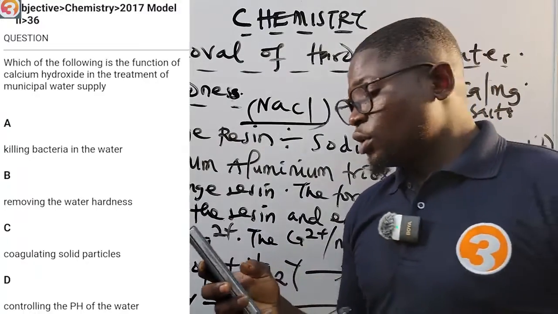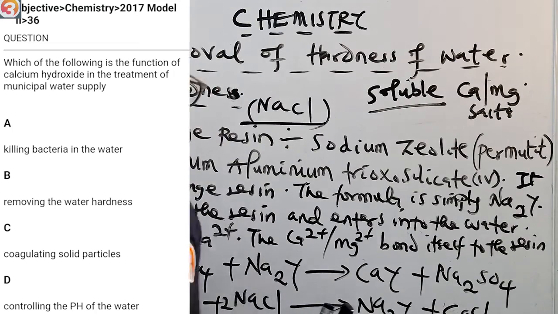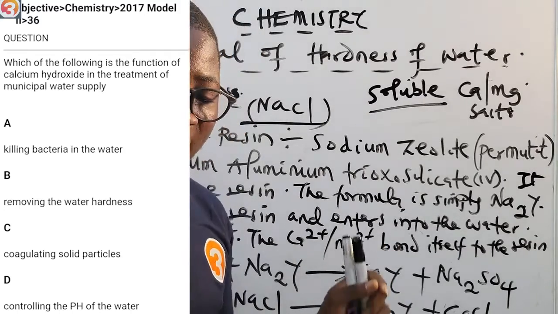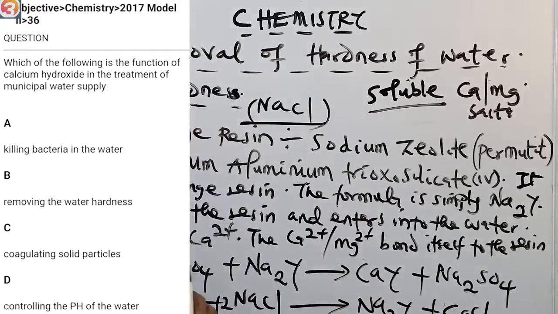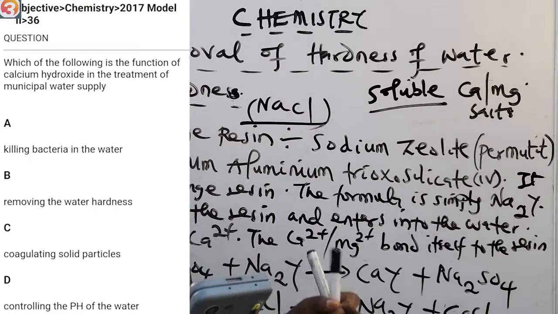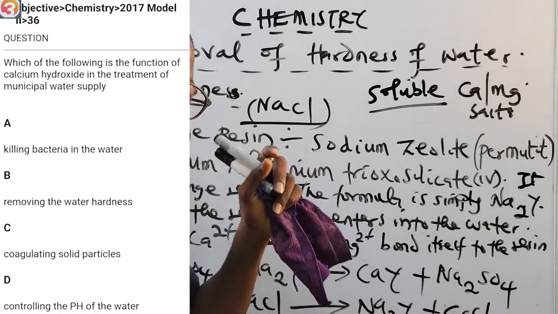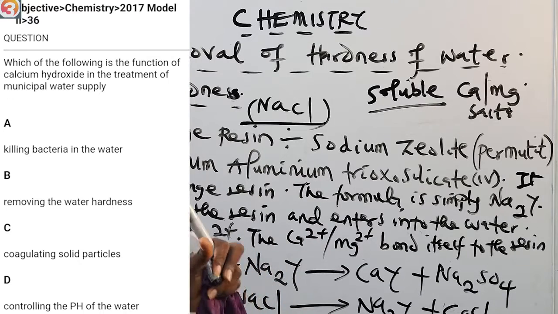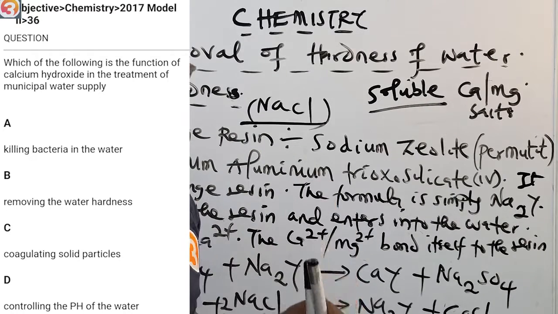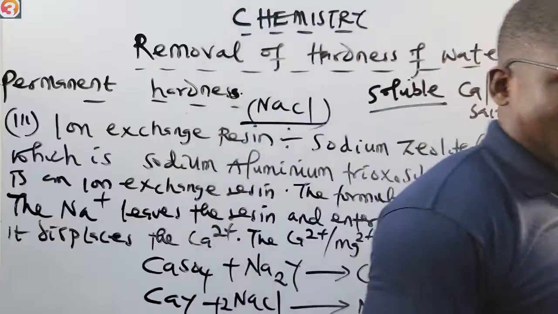2017 number 36. Which of the following is the function of calcium hydroxide in the treatment of municipal water supply? A, killing bacteria in the water; B, removing the hardness of water; C, coagulating solid particles; D, controlling the pH of water. The addition of a calculated amount of slaked lime, which is calcium hydroxide, is a method for removing temporal hardness of water. So the correct answer is B, removing the water hardness.